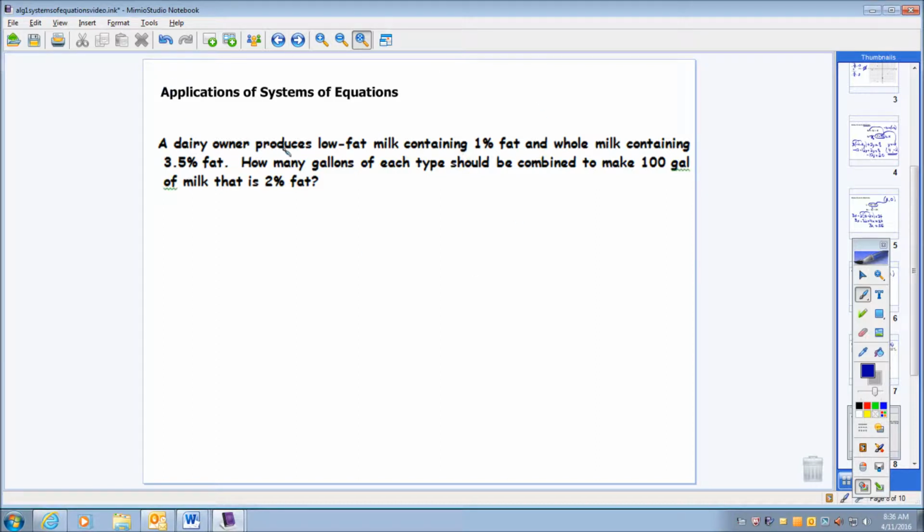All right, a dairy owner produces low-fat milk and whole milk. So we know there's low and whole. That makes sense. For a total of 100 gallons. That's not too bad, right? We know there's low fat, and we know there's whole for a total of 100.